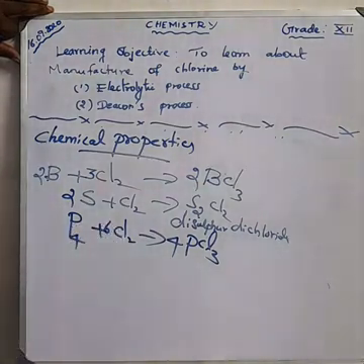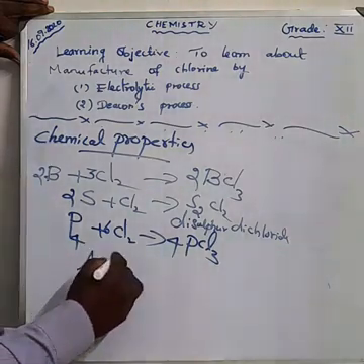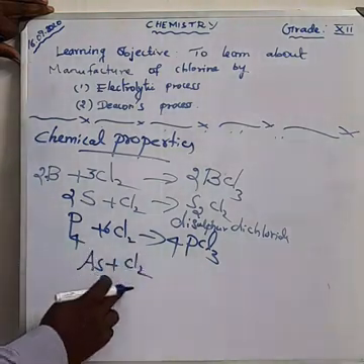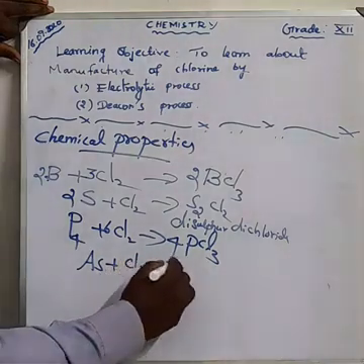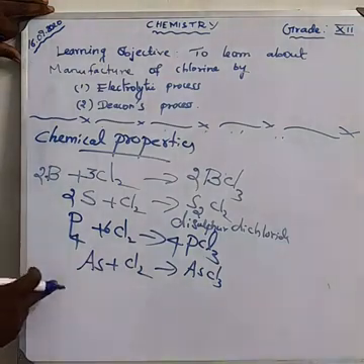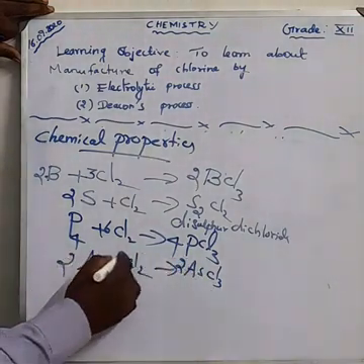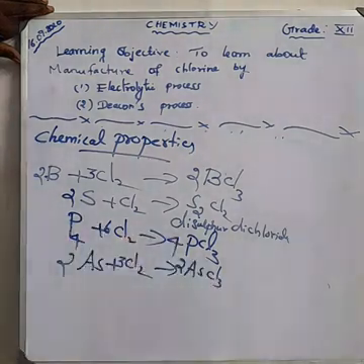Okay. Next about arsenic, that is As. Arsenic reacts with the chlorine, Cl2, to form AsCl3. Okay, AsCl3. How can I balance the equation? Make it 2 here, so arsenic also 2. Make it 3 here. Now the chlorine is balanced.